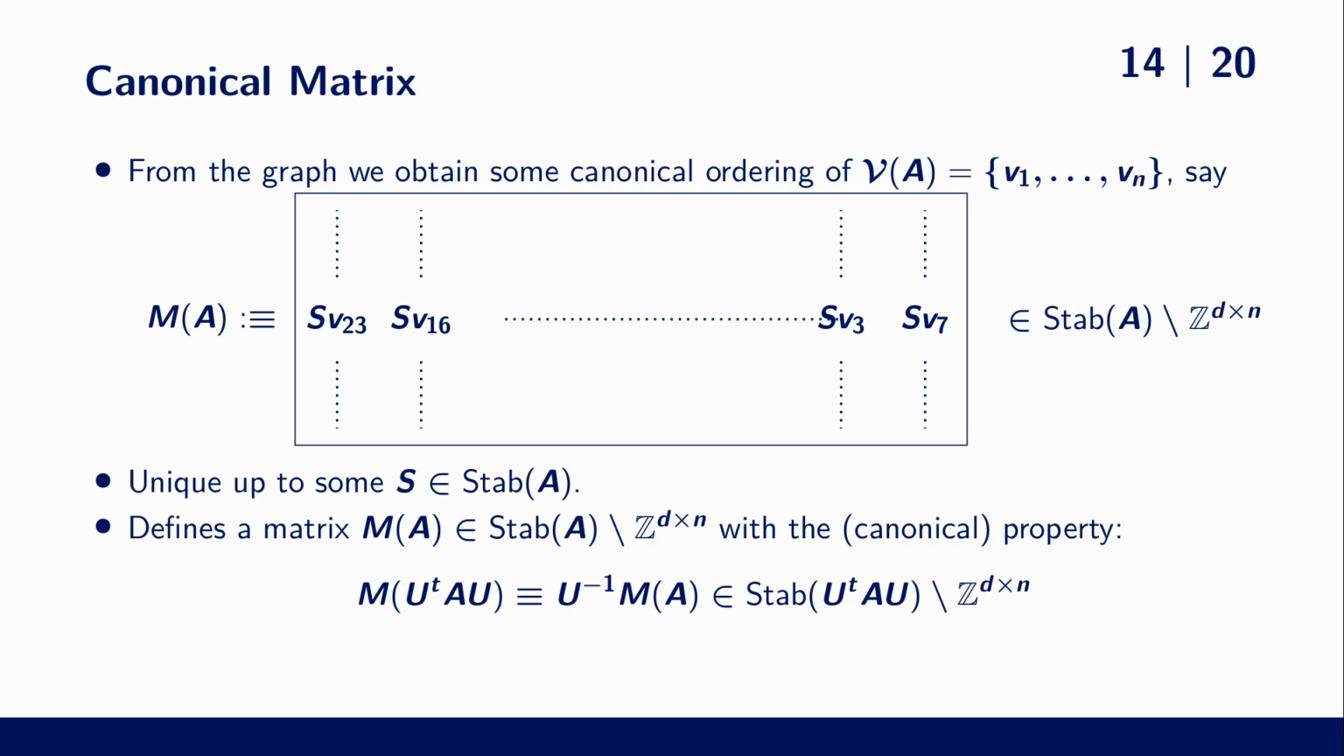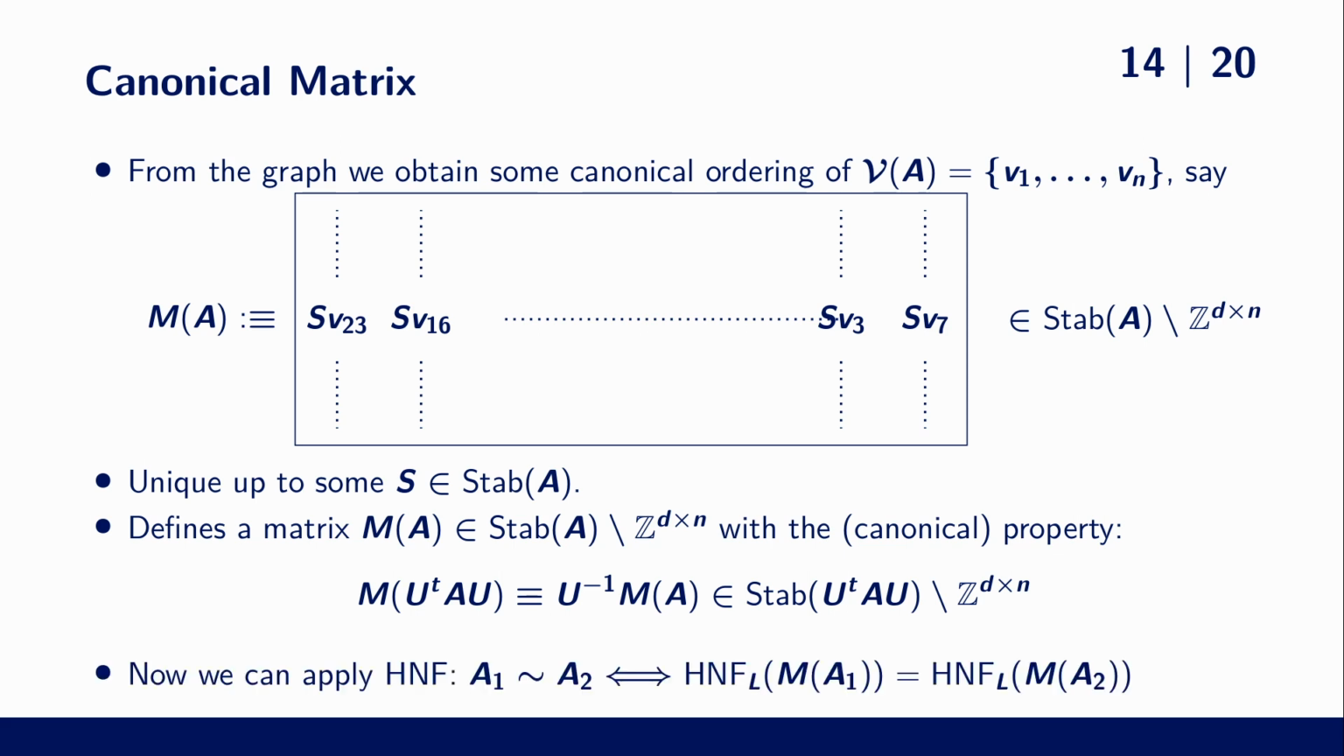And because these stabilizer elements are also unimodular, this allows us just to use the Hermite normal form to get rid of all these unimodular or stabilizer transformations on the left.